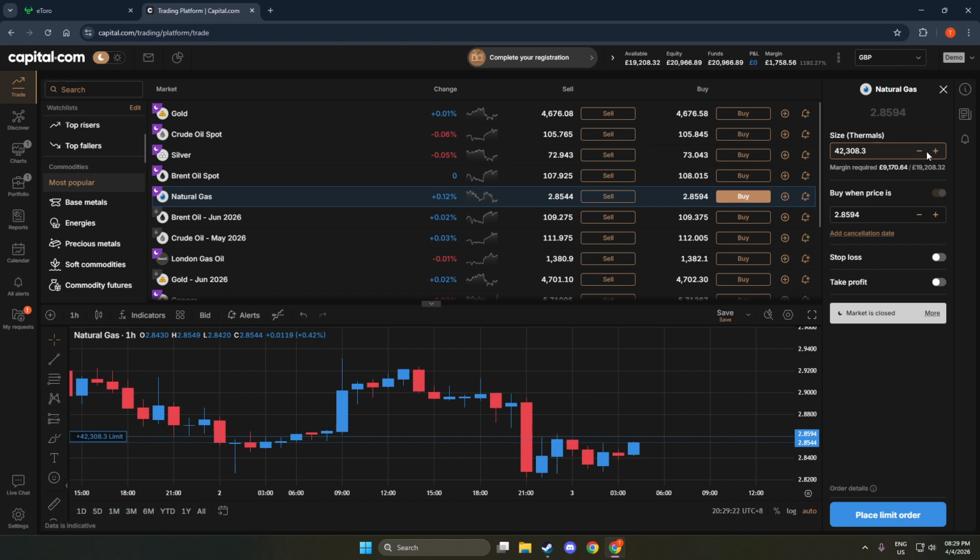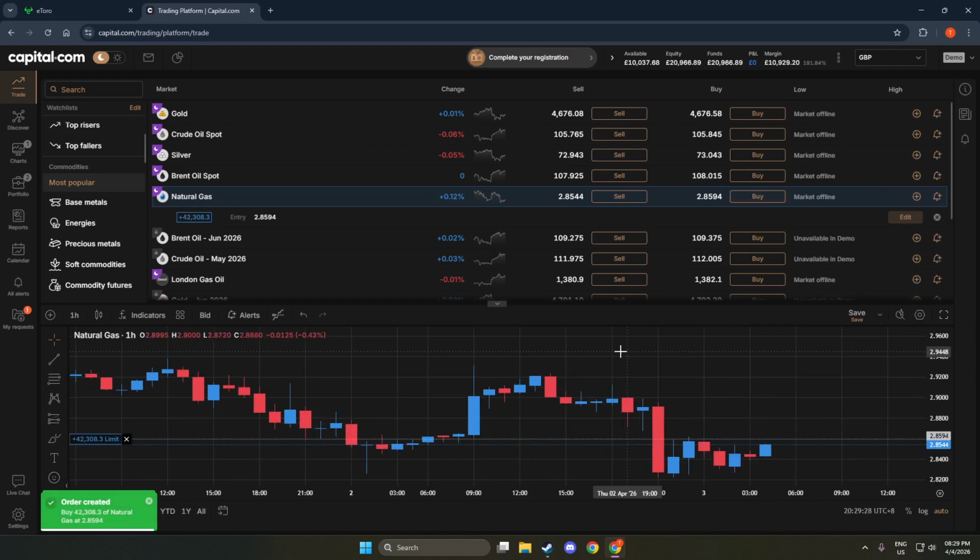Your order will now sit pending and will only fill if the market reaches your specified price. If the market never touches that level, it won't execute. That's it. You've set a limit order on Capital.com, giving yourself precision and control over your entry or exit without needing to be at your screen all the time.